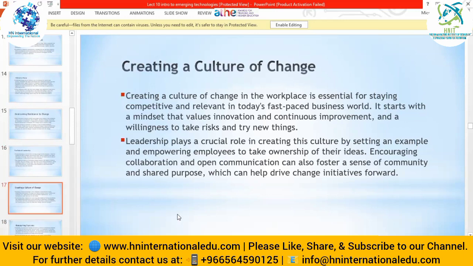Creating a culture of change. Now, that is really a different and difficult thing. Creating a culture of change in the workplace is essential for staying competitive and relevant in today's fast paced business world. It starts with a mindset that values innovation and continuous improvement and a willingness to take risks and try new things. Now, leadership plays a crucial role in creating this culture by setting an example and empowering employees to take ownership of their ideas. Encouraging collaboration and open communication can also foster a sense of community and shared purpose, which can help drive change initiatives forward.